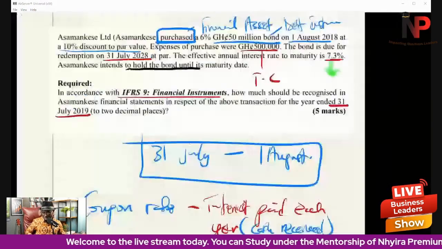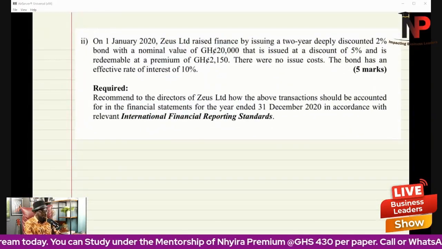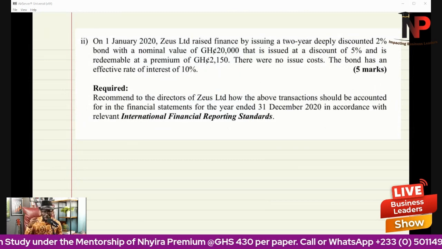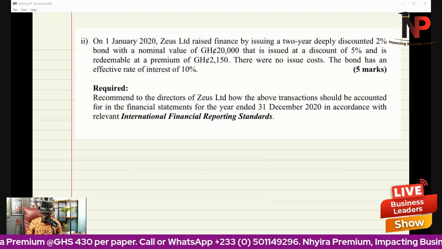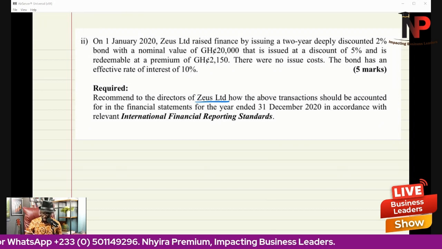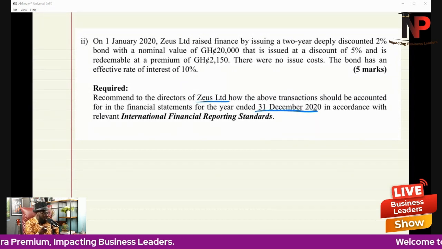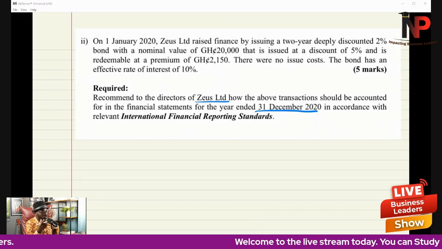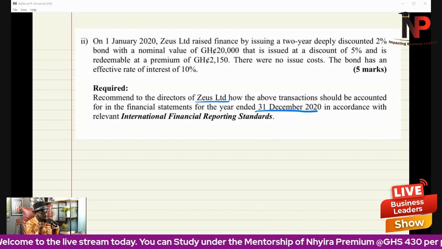So let's go to Zeus and let's see what is coming here. The requirement is pretty simple here. The examiner said, recommend to the directors of Zeus Limited how the above transaction should be accounted for in the financial statement for the year ended 31st December 2020 in accordance with relevant international financial reporting standards. So here, in the context of this question, recommend.